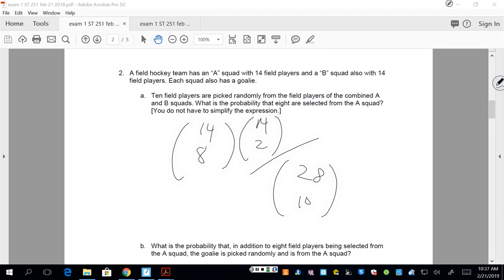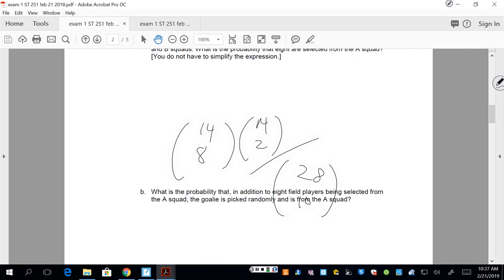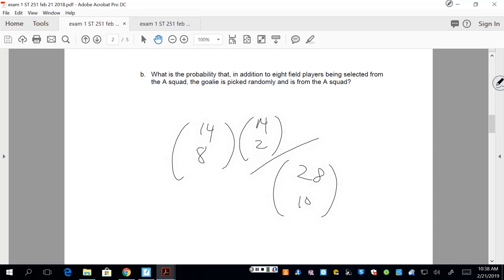It's similar to the capture-recapture problems that we did. You had one group and then a tagged group, and you're picking some new ones, and there's some that are tagged and some that aren't. Same representation as the issue. Part B, what's the probability that in addition to the 8 field players being from A, there's also a goalie picked from A?